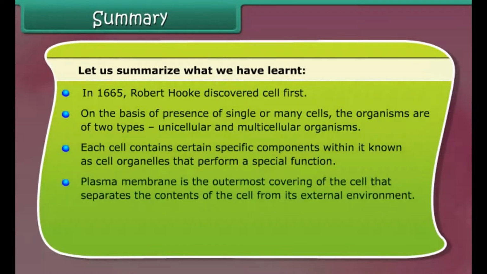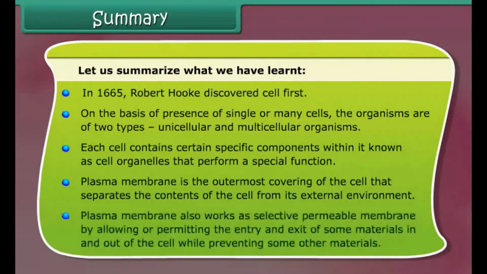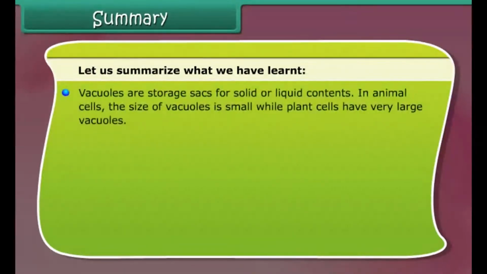Membrane is the outermost covering of the cell that separates the contents of the cell from its external environment. Plasma membrane also works as selective permeable membrane by allowing or permitting the entry and exit of some materials in and out of the cell while preventing some other materials. Vacuoles are storage sacs for solid or liquid contents. In animal cells, the size of vacuoles is small, while plant cells have very large vacuoles.